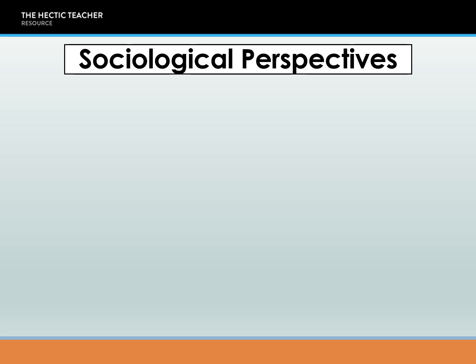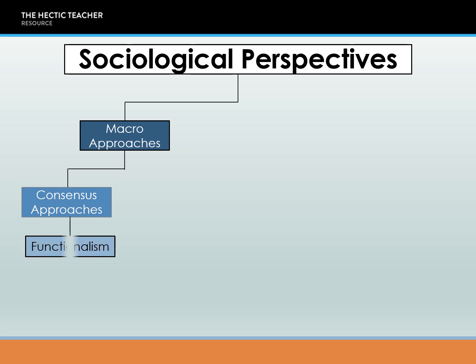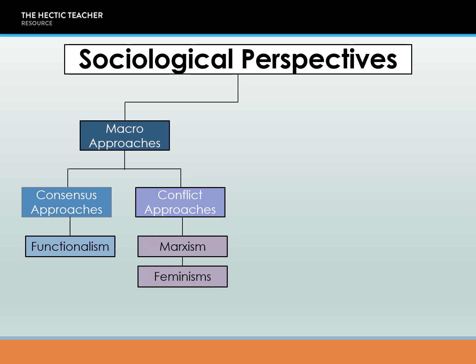The first one is macro approaches, and these are what we refer to as big picture approaches. They're the big ideas. They look at society as a whole rather than the individuals within it. So they're looking at social institutions, they're looking at social groups or social structures within society and trying to interpret those rather than looking at individual people.